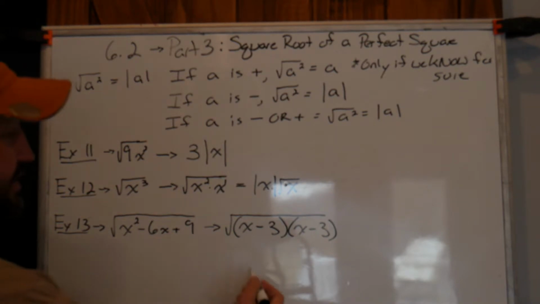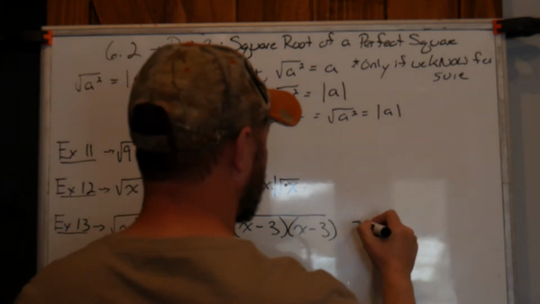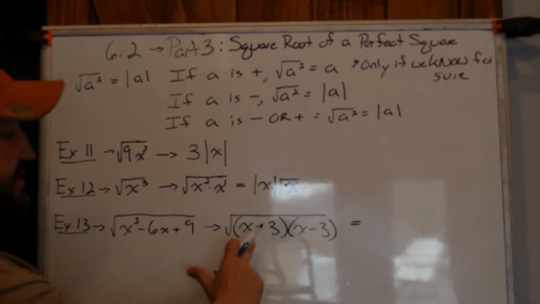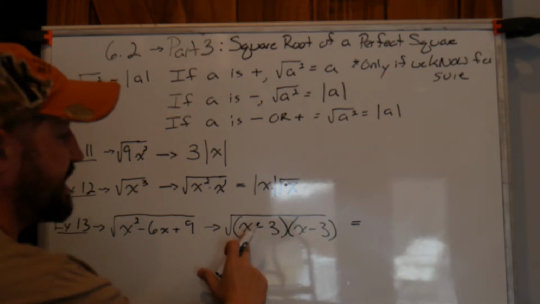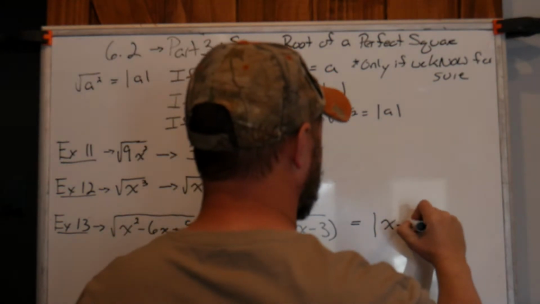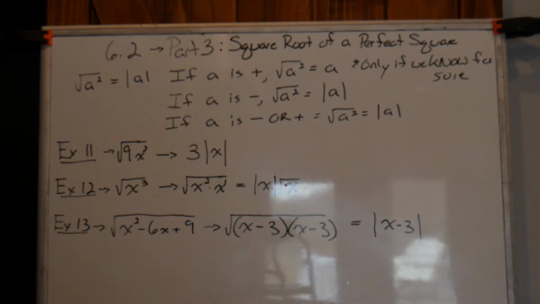You can think of it that way, or you can just leave it and say, hey, I have 2 of the same thing, I pull one of them out. However, because I don't know what this value is, I have an x, it could be a positive or a negative, then I say absolute value of the whole thing. I can pull one of them out, but I don't know if I'm dealing with a positive or a negative quantity. So absolute value of x minus 3.